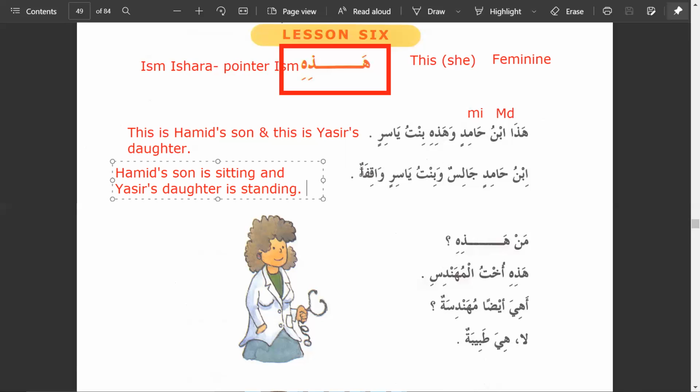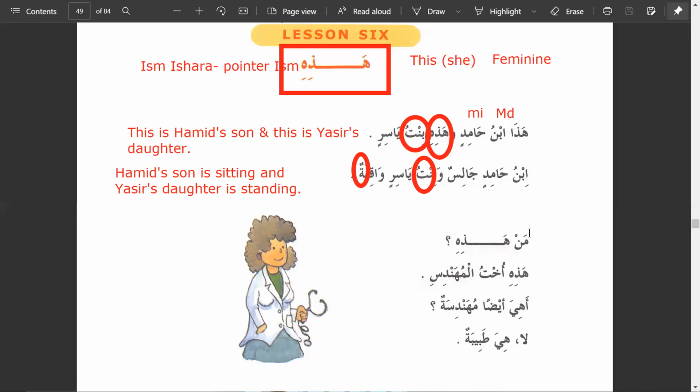The word that is coming for the information has, just note it down at this moment, this round ta. Did you note it? With Bintu, it's a ta marbuta, the round ta, and with Bintu, the pointer ism that is coming is Hazihi. So this is feminine, this is feminine, this is feminine.